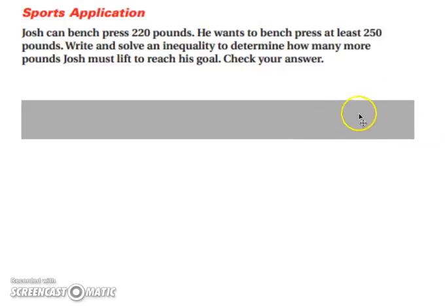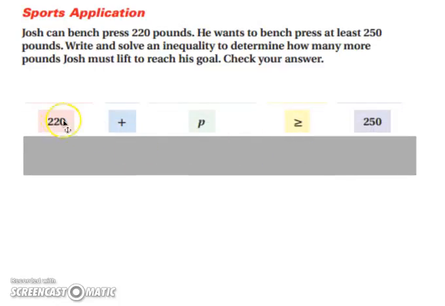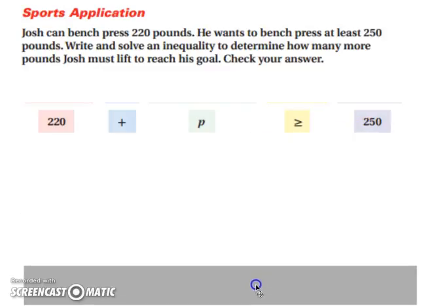Alright, so we want an inequality. We have 220 pounds is what he can currently bench press, and he wants to be able to bench press at least 250. So at the smallest amount, he wants to be able to bench press 250. He can bench press more than that if he wants, as long as he's bench pressing at least 250. So we have 220, which is what he's currently bench pressing, plus what more does he need to reach his goal of 250. Alright, so now let's solve.